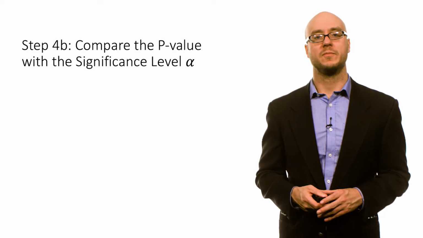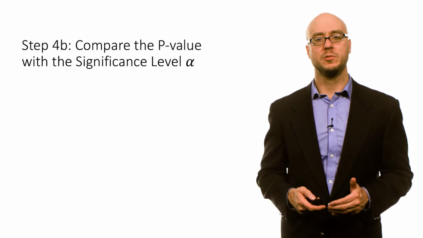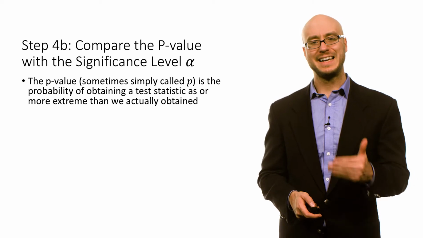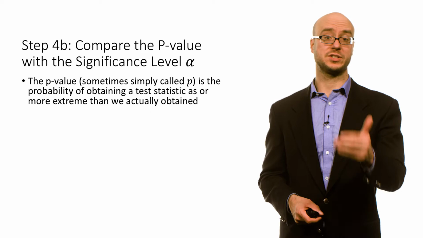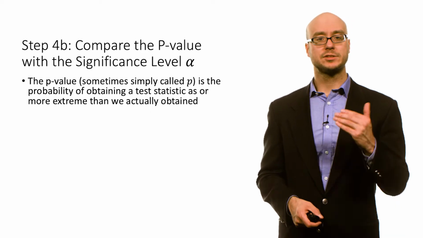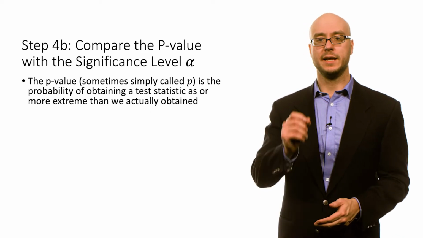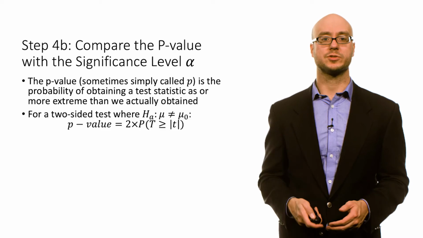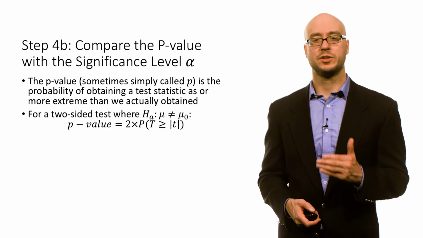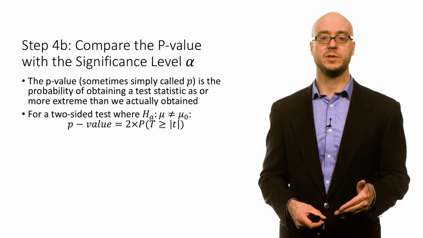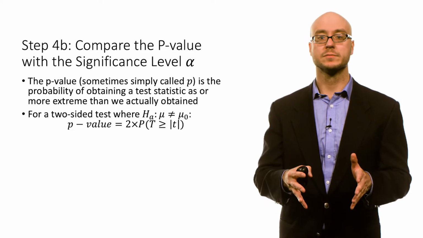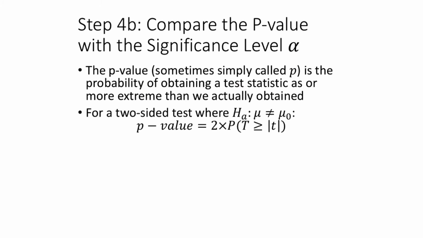Now we're going to look at step 4b, in which we compare the p-value with the significance level alpha. Again, the probability value, or p-value, is sometimes denoted by just the letter p. It's just the probability of obtaining a t-test statistic as or more extreme than the one we obtained. So for a two-sided test, where the alternative is that the population mean doesn't equal the claimed value, you're pretty much agnostic whether it's going to be above or below.